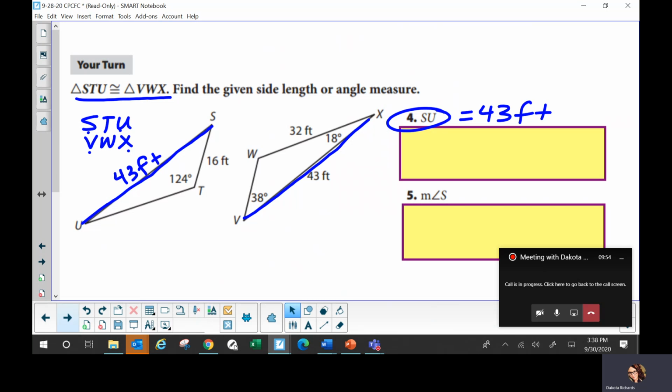Okay. Next, it's asking you to find the measure of angle S. Okay, angle S is here. Angle S corresponds with angle V if you look at my little chart. So angle V is 38 degrees. Therefore, angle S is 38 degrees.